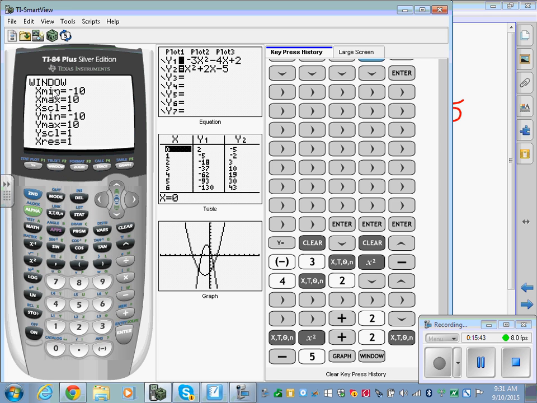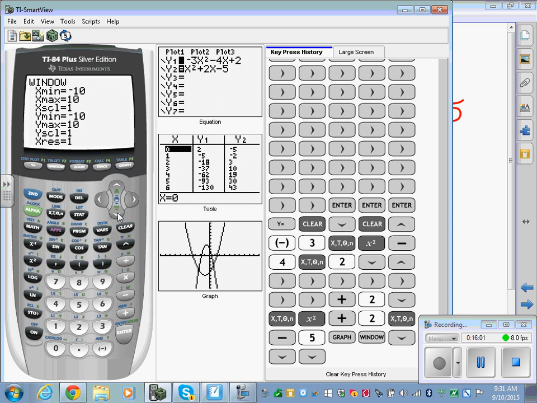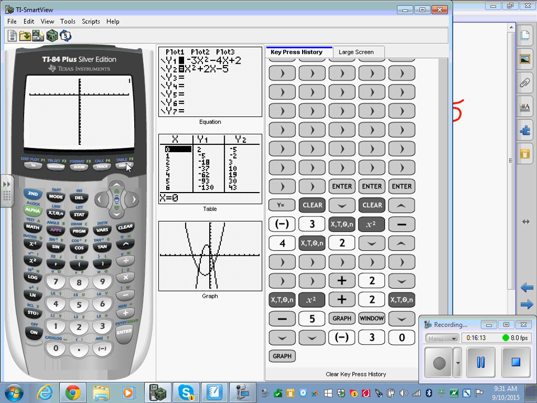X min means how far down on the x-axis you want to see. X max is how far you want to see on the x-axis. Y min is how far down you want to see on the y-axis, and Y max is how far up you want to see. So let's say I wanted to see further down or up. I would scroll down to Y min and max. Now let's say I just wanted to see further down on the y-axis, so Y min. It's at -10. That means we're only going to see as far down as -10. So I'm going to type in -30. Why not? Try it and graph. Does everybody see how now I can see further down on the y-axis? Do you all understand how to do that with your calculator?